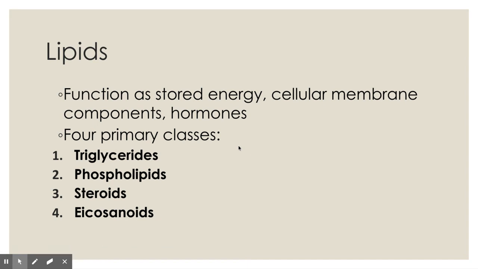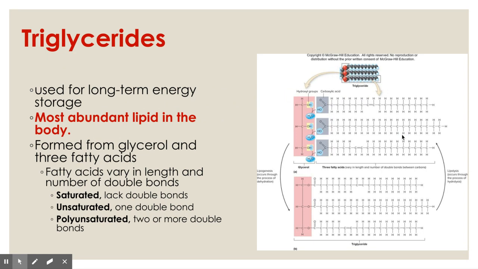First, we've got triglycerides, then phospholipids, steroids, and eicosanoids. So triglycerides, those are used for long-term energy storage. They're going to be the most abundant lipid that we find in the body. They're formed from glycerol and 3 fatty acids. That's their monomer. And the fatty acids vary in length and the number of double bonds.